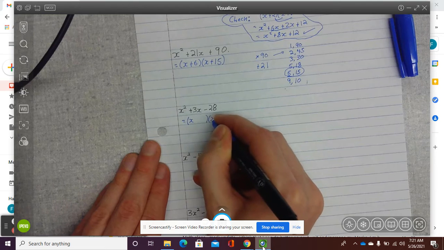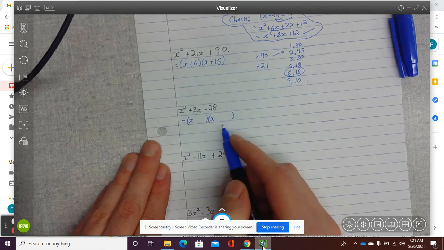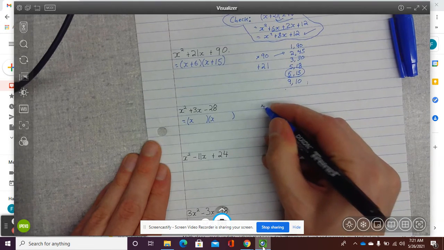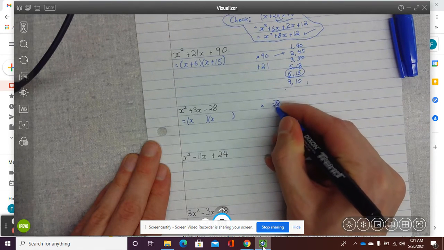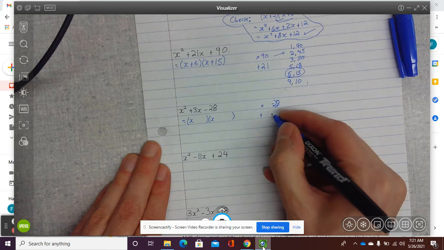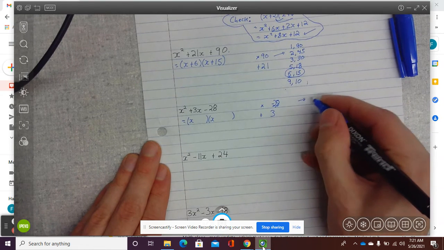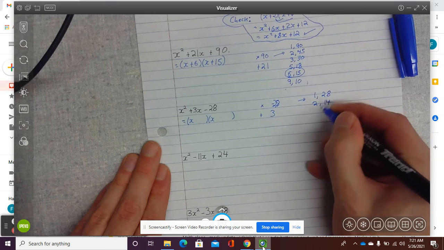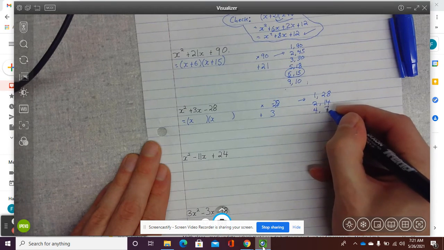I know it's going to look like the product of 2 binomials with just x and x as my first term in each. This time I'm multiplying to negative 28 and adding to a positive 3. I would start the same way. What are the pairs of numbers that multiply to 28? Well, it's 1 and 28, 2 and 14, 4 and 7.